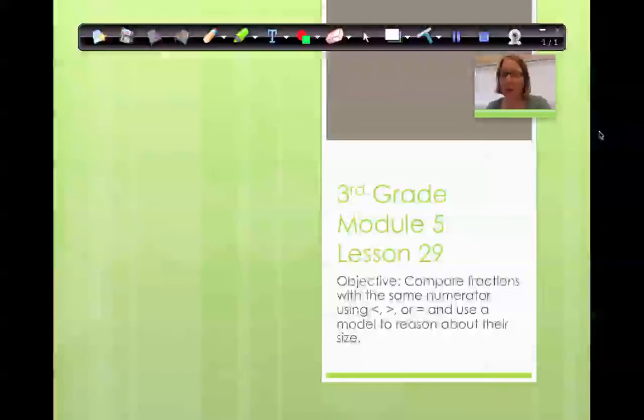Hello, today we're going to do Module 5, Lesson 29. Our objective is that we're going to compare fractions with the same numerator using less than, greater than, or equal, and we're going to use a model to reason about our size.